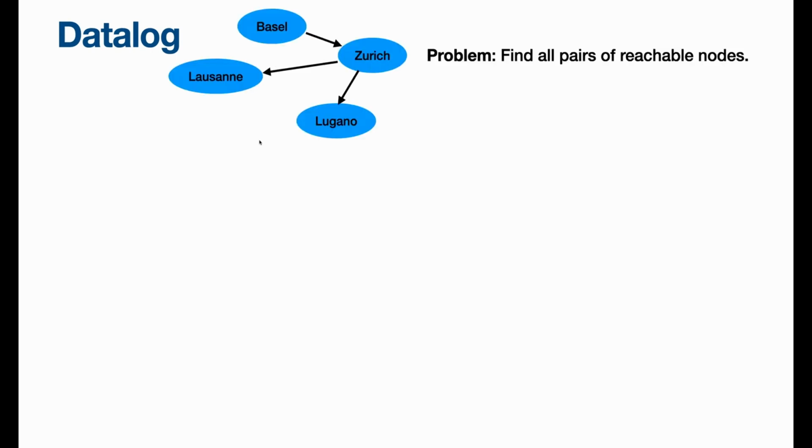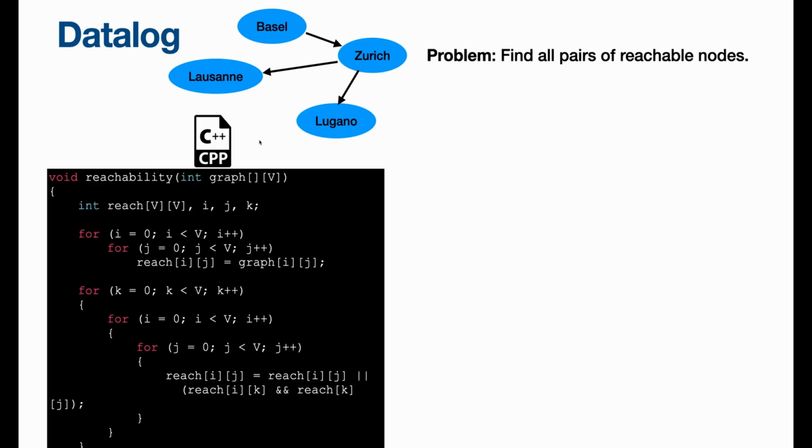Before we look at the syntax and semantics of Datalog, let's just look at this problem. Suppose we are given a graph with nodes and edges, over here the cities representing the nodes, and we want to find all pairs of reachable nodes in this graph. If you wanted to whip out a C++ program to compute this, it would look something like this, right? So it's basically an imperative set of instructions.